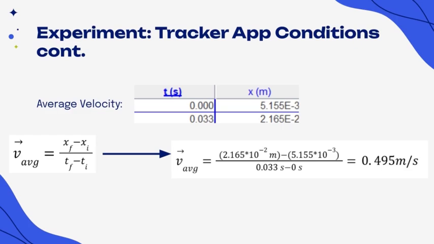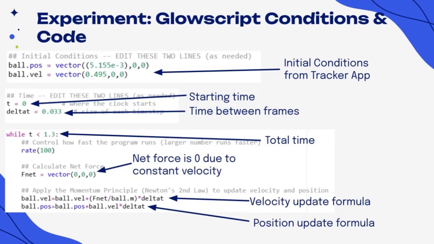Because we are foregoing outstanding factors such as friction, the use of the second position rather than the last should be more accurate to what constant velocity would look like, as the velocity will have slowed down over time otherwise. Here's the code plugged into GlowScript. The initial position and initial velocity come from the Tracker app and the calculations done using the Tracker app's data. We start at time equals 0 with the time increment of 0.033 seconds and an end time of 1.3 seconds, which, once again, comes from the Tracker app.